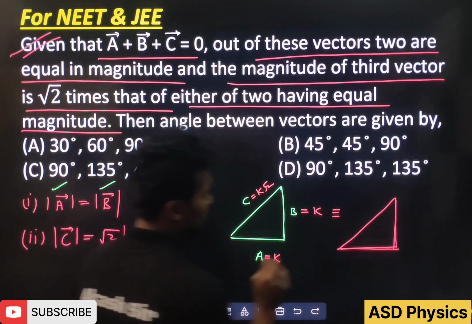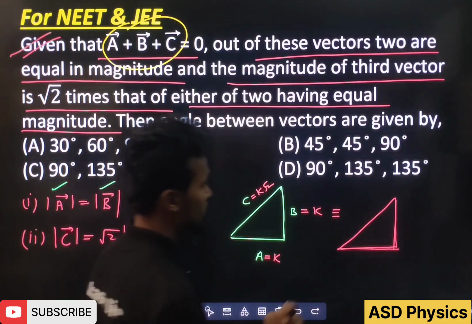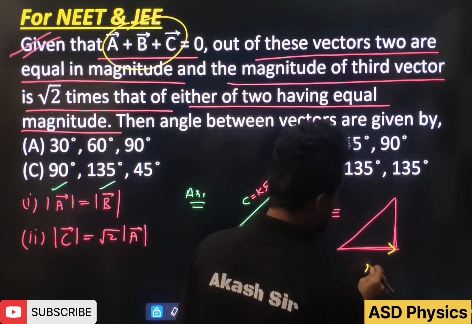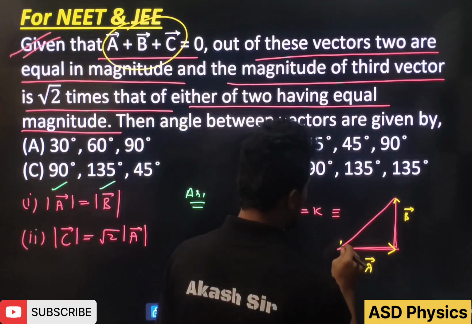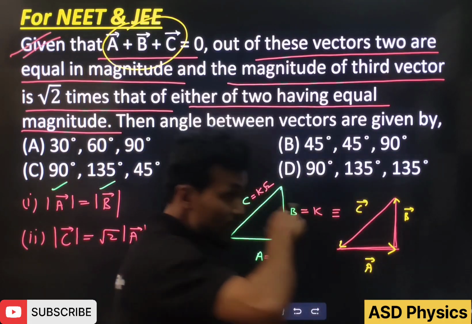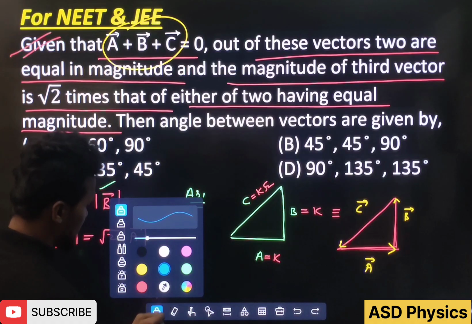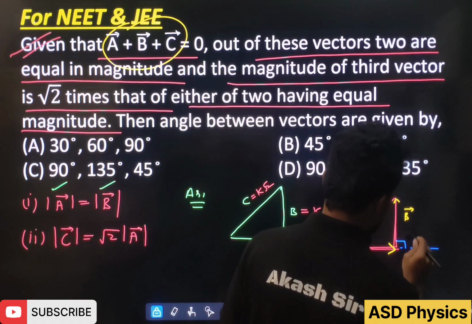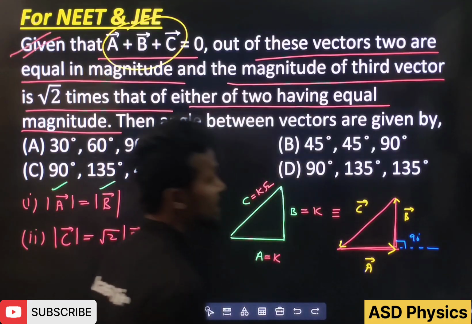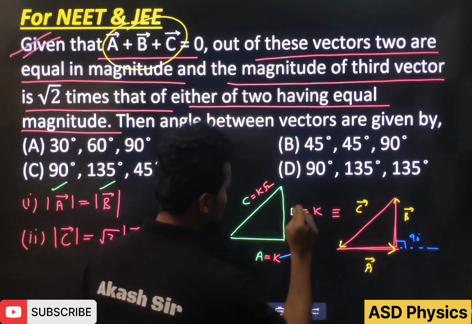Now we'll draw a plus b plus c equal to 0. That means, let's take this as vector A, this is vector B, and this is vector C. Now A, B and C are in the same order. Now we will see the angle here. You know very well this angle is 90 degrees. That means the angle between A and B is 90 degrees, and magnitude-wise A and B are the same.